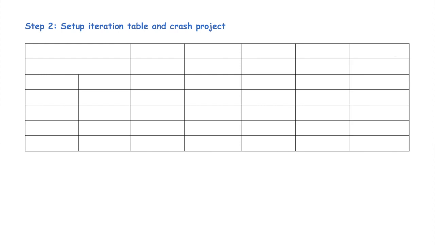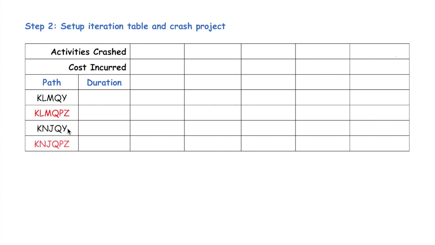The next step to accelerate a project is simply to set up an iteration table and to go ahead and crash the project. An iteration table simply shows the order in which activities are going to be accelerated in order to reduce the duration of the project. In our iteration table, we're going to have one row for the activity crashed, a second row for the cost that is incurred, and then in the first two columns of our table, we're simply going to list the various paths that exist in our network along with their durations. So we've already identified the 4 different paths that exist in this project, we've calculated their durations, and so at this point I'm simply going to relist them in the first 2 columns of this table.